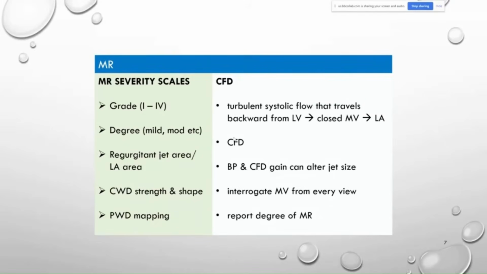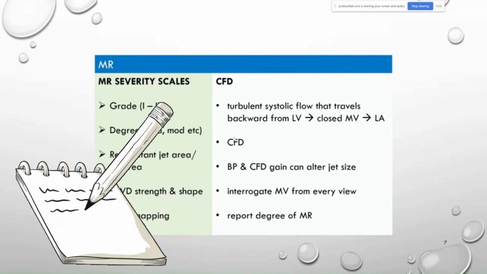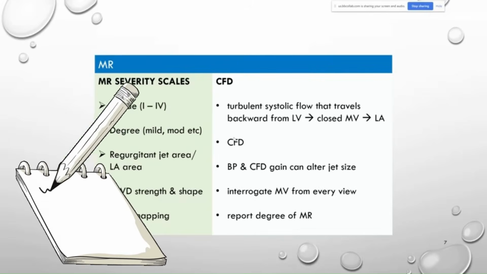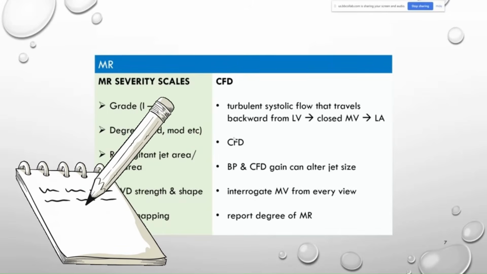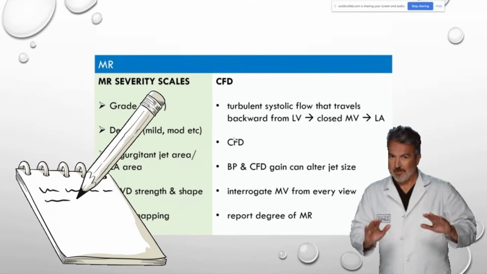You always want to check the mitral valve from every view and give the doctor the highest numbers. So you can report the degree of the mitral regurgitation, but you want to show all views, but report it only from the worst possible view.